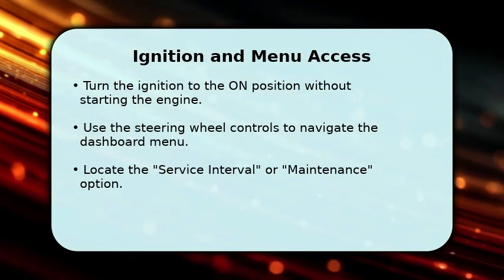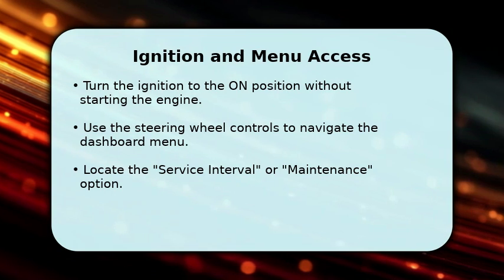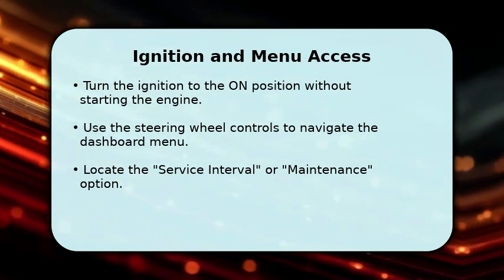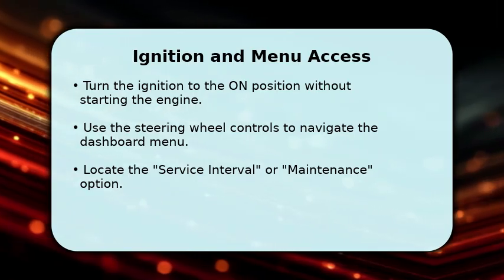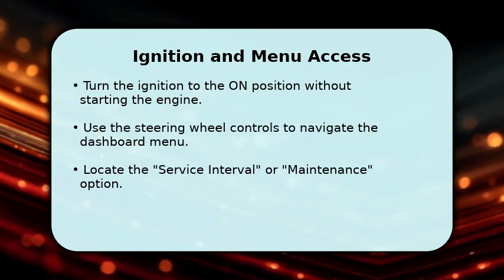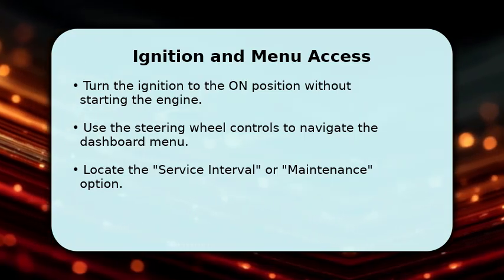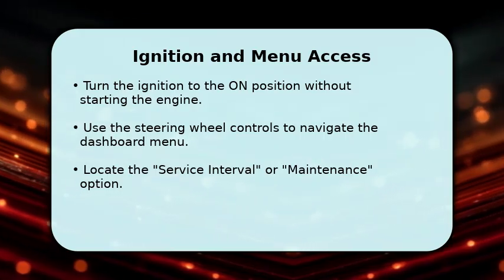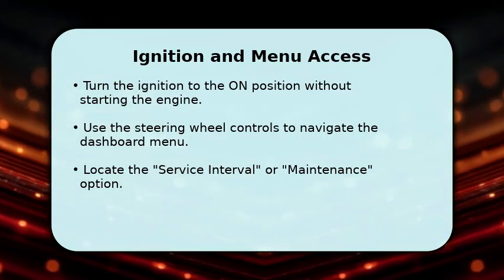First, get into your Kia Soul and turn the ignition to the on position, but do not start the engine. You'll see the dashboard lights illuminate. Next, use the buttons on your steering wheel, typically the mode or arrow keys, to navigate through the instrument cluster display. Look for a menu option that says Service Interval or Maintenance to proceed with the reset process.